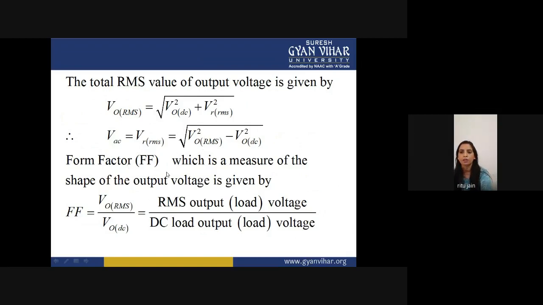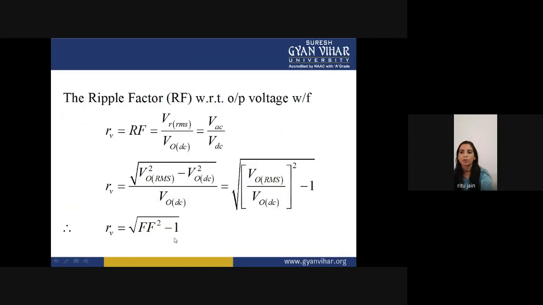So form factor, which is a measure of the shape of the output voltage, is given by the following. This is a very important formula. By this formula, you can easily understand the performance of a rectifier. The form factor FF is equal to V naught RMS upon V naught DC, that is, RMS output voltage upon DC load output voltage.